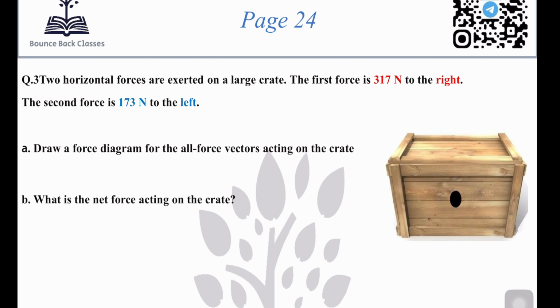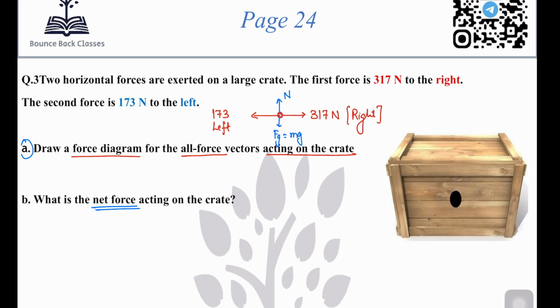This one is interesting. Two horizontal forces are exerted on a large crate. First force is 317 Newton, right direction. Okay, 173 towards left. First question, draw the free body diagram of all four vectors acting on the crate. Okay, we have two. One is up, that is normal. One is down, FG, which is equal to mg. Do you understand? This is our first thing, part A.